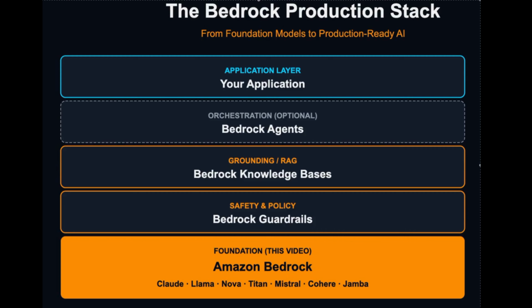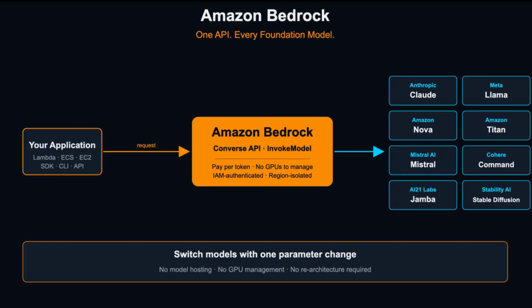So let's get started. Amazon Bedrock is a single API that gives you access to foundation models from Anthropic, Meta, Mistral, Cohere, Stability AI, and Amazon's own Titan and Nova families. So you don't have to deploy anything. You don't have to manage the GPUs. You just make an API call, you get a response, you pay per token. So this is how easy it is to use Amazon Bedrock.